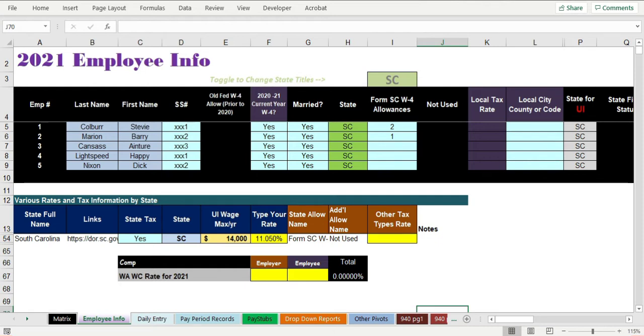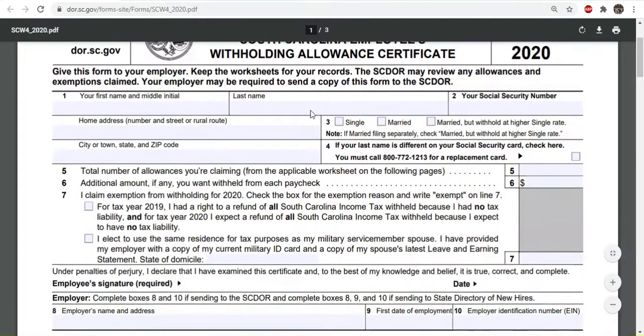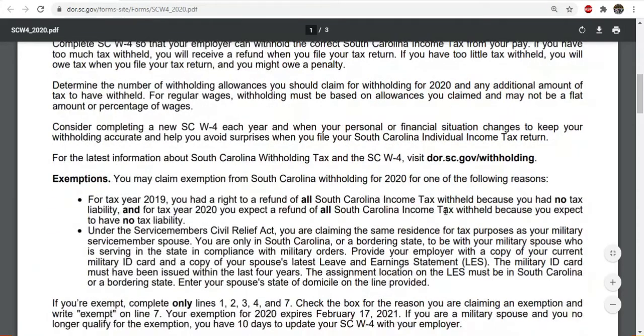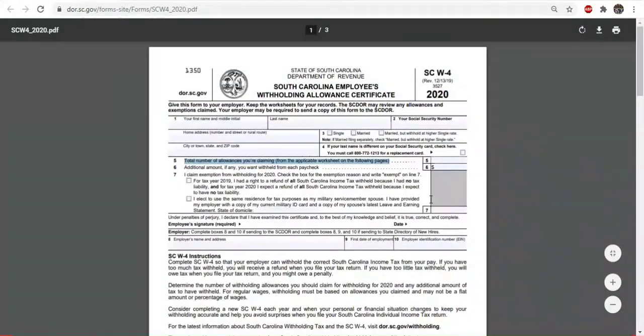So, what do you need? You need your employee to fill out a form, a SCW4. They're going to click a filing status, but it doesn't really matter. I don't know why this is there. We don't even use this. All we really need to know is the number of allowances that they're claiming from the worksheet here, right? That's all they need to fill out, really. You need to get that allowance number.